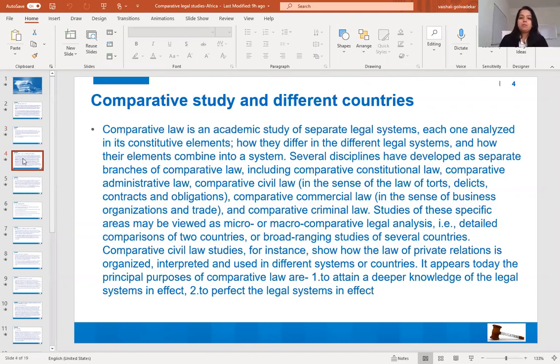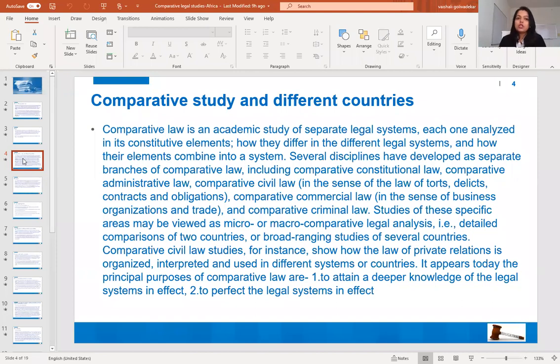What is there in comparative law? Okay, so now we know what comparative law is. Just compare two laws of two different countries, see what this law says and what that law says, and which one is good. So what is there in comparative law now? It is a comparative study of different countries.